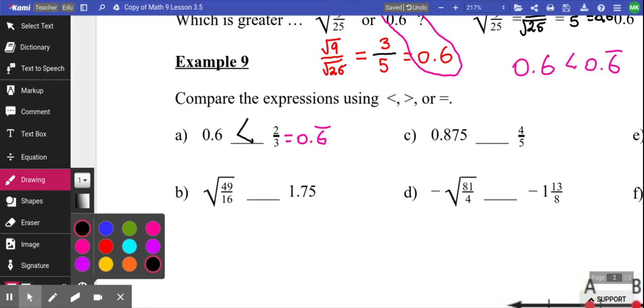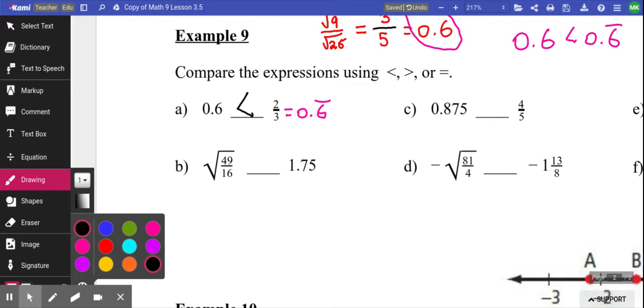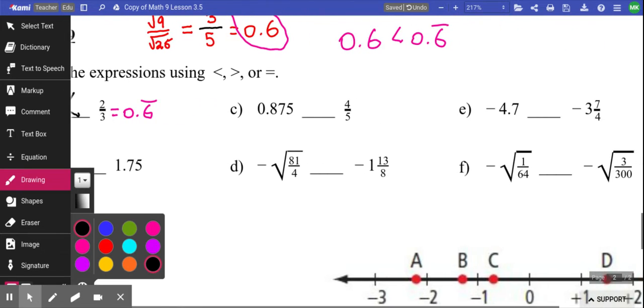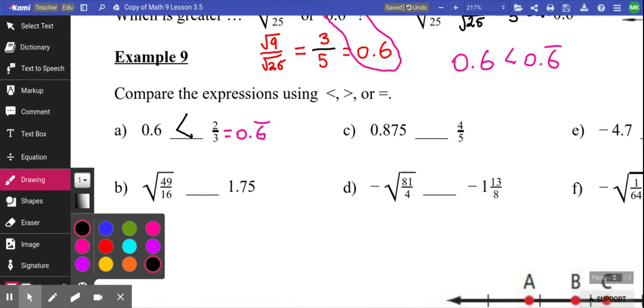If we look at B, actually, no, we're going to look at C first. We're going to go to the right. If you look at C, I would convert 4 over 5 to a decimal. We know that 4 over 5 is 0.8. That's one that we had memorized. 0.875 is greater than 0.8.